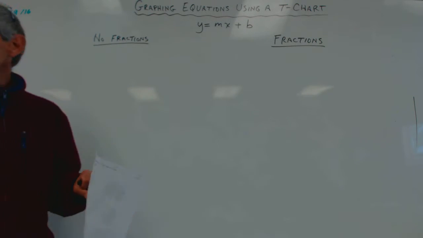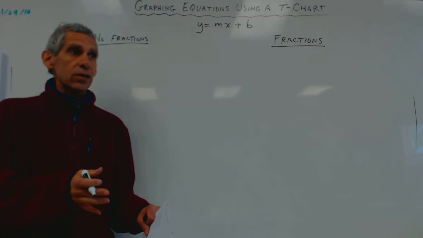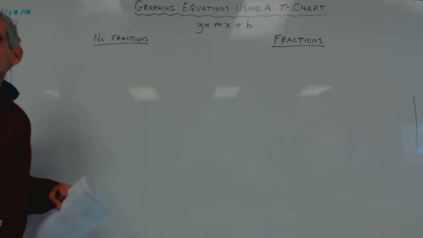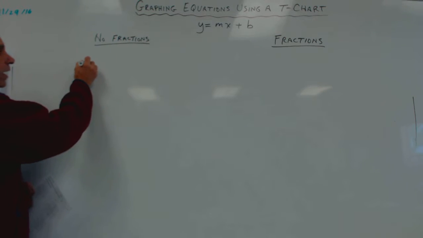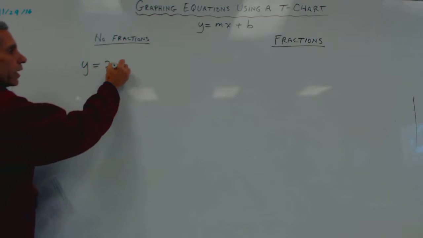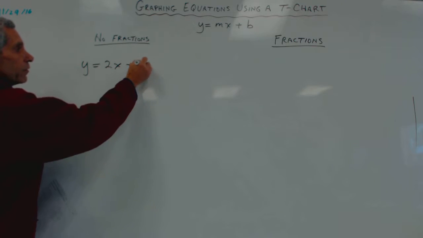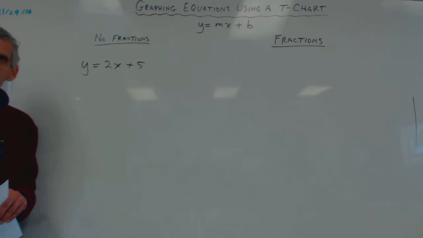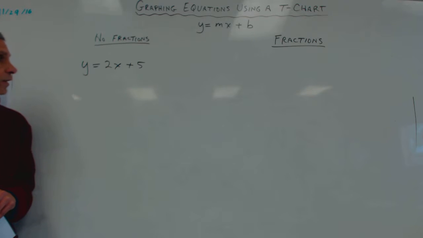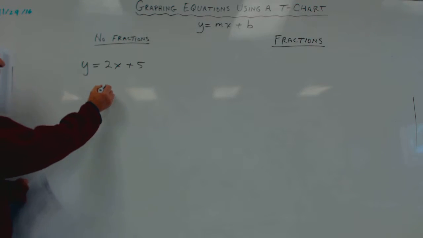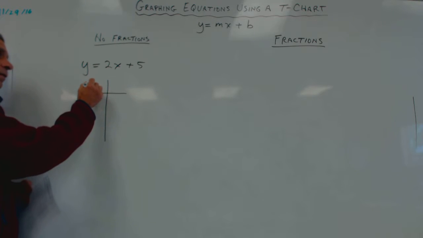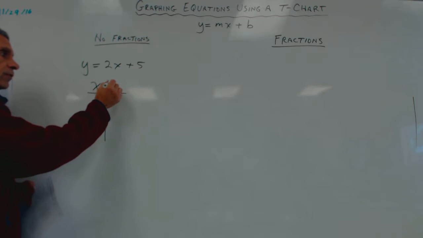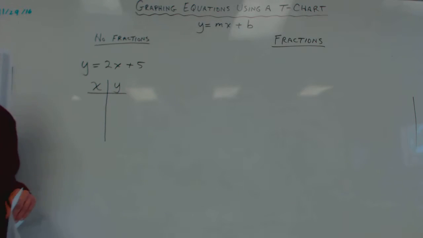We already started yesterday. I did a fairly easy one yesterday. I'm now going to do one that's slightly harder. None of them are going to be hard, but just slightly harder. So let's say I gave you y is equal to 2x plus 5, and I wanted to graph that. All right? So I'm going to create a T-chart, and I basically do a great big T, and I put my x on the left and my y on the right.